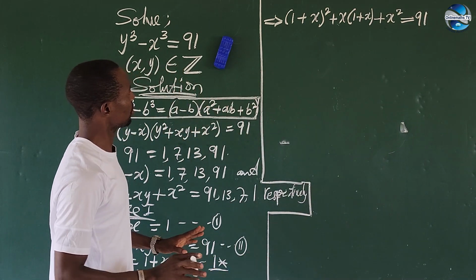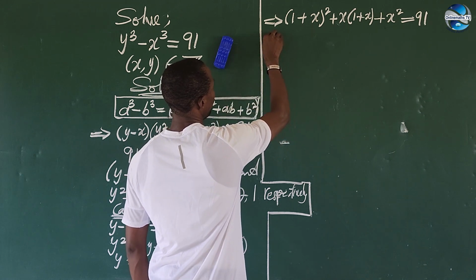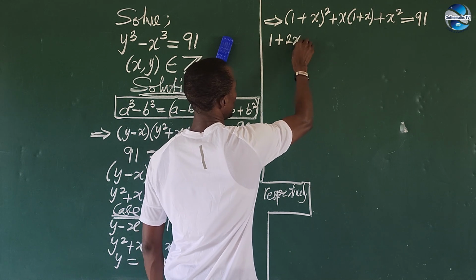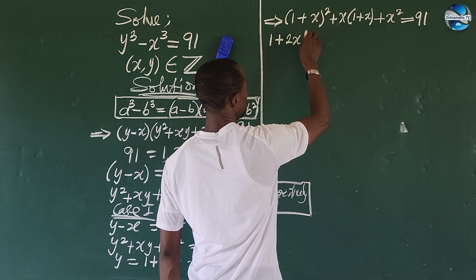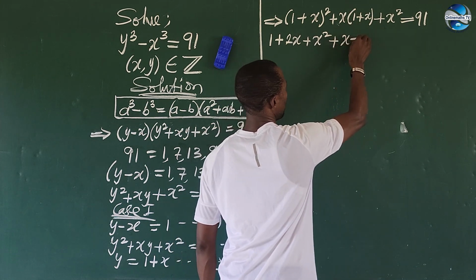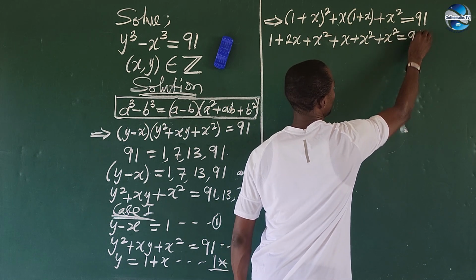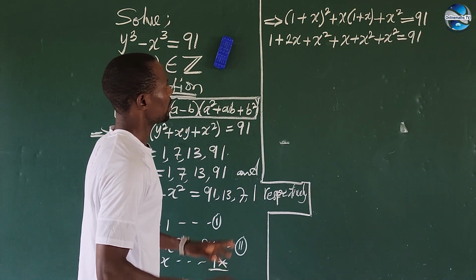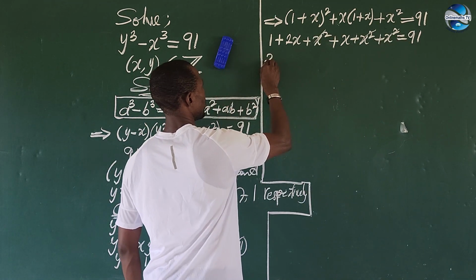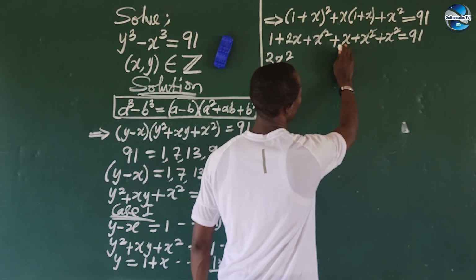Okay, so we cannot solve this as it is, so we open up the brackets. This gives us 1 squared, which is the same thing as 1, plus 2x, plus x squared, plus, opening this, x plus x squared, plus x squared, equal to 91. So we can add all the terms that have x to the power of 2: 1, 2, 3. So we have here 3x to the power of 2. Then 2x plus 1x will give us 3x.